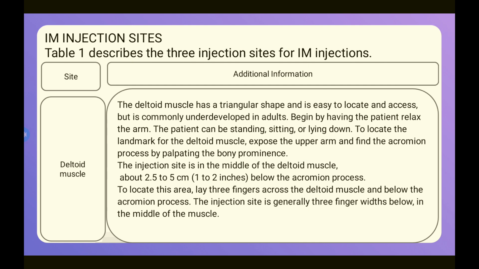To locate the landmark for the deltoid muscle, expose the upper arm and find the acromion process by palpating the bony prominence. The injection site is in the middle of the deltoid muscle, about 2.5 to 5 centimeters, meaning 1 to 2 inches below the acromion process. To locate this area, lay 3 fingers across the deltoid muscle and below the acromion process. The injection site is generally 3 fingers width below, in the middle of the muscle.